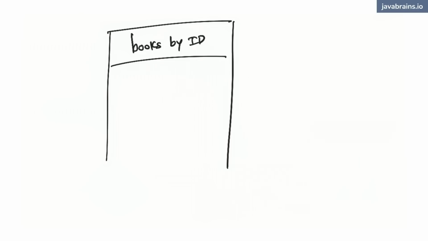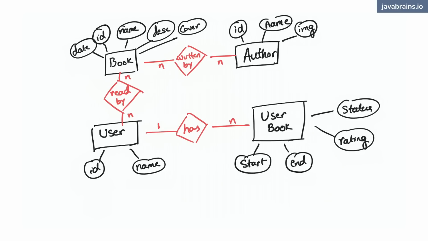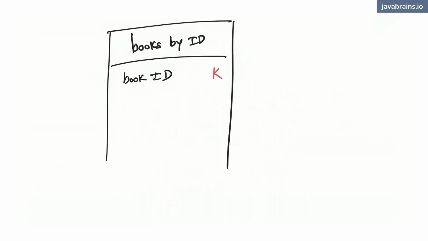So I'm going to start out with the book ID, which is going to be the primary key. Okay, the book ID is going to be the primary key. I'm going to mark it as K. So I should be able to look up a book by a given ID, all right? Now, all the other attributes of the book will show up over here. So what are the other attributes? We've got the name, description, cover, date, and all that stuff. All those are going to go as properties or columns, so to speak, of this table.